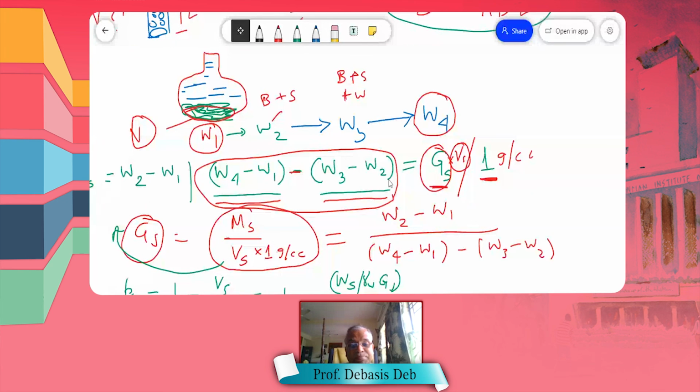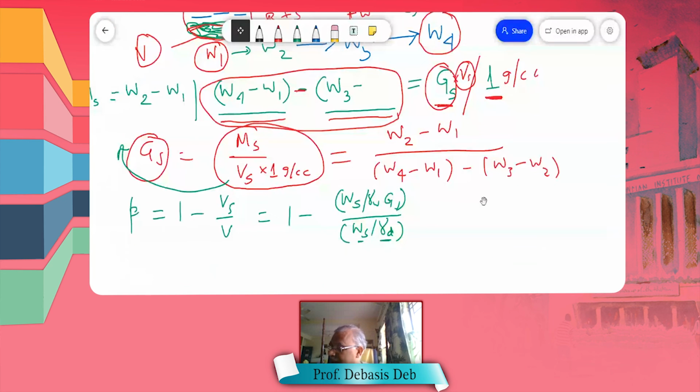Then the porosity becomes, now all this will cancel. So I will get 1 minus gamma D by Gs into gamma W. Okay, this is basically gamma D. D didn't come properly. Let me write it again.